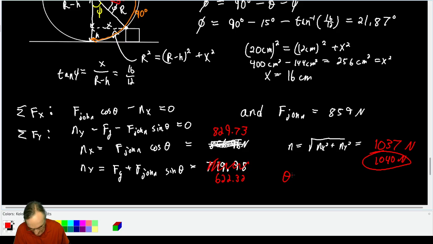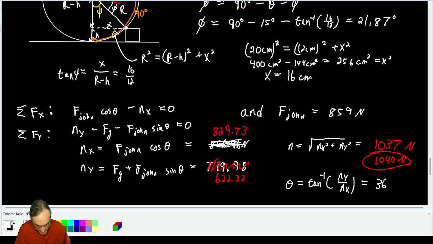All right, direction. Let me change the color back because I'm no longer correcting an error. We'll take the inverse tangent of ny over nx. So 622.32 divided by 829.73 is 0.75, inverse tangent, and we get 36.87 degrees, or about 36.9 degrees. Okay.